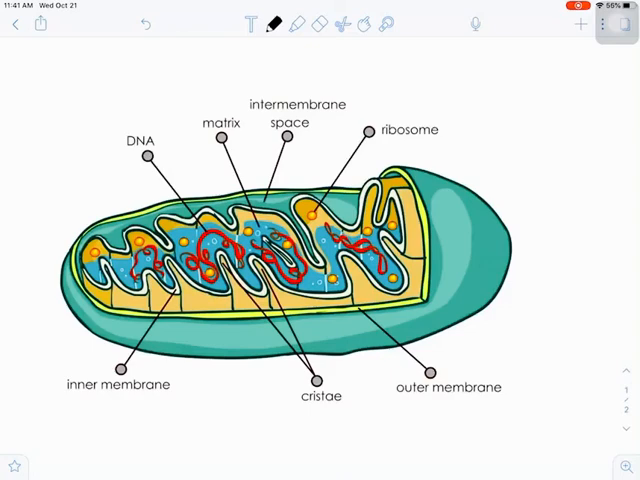I will be talking about the structure of mitochondria and how it relates to its major functions. First of all, the outer membrane. It contains transport proteins that carry certain molecules from the cytosol into the mitochondria.